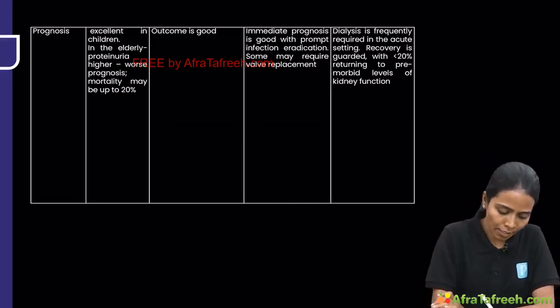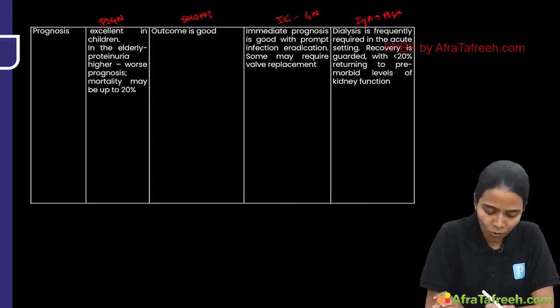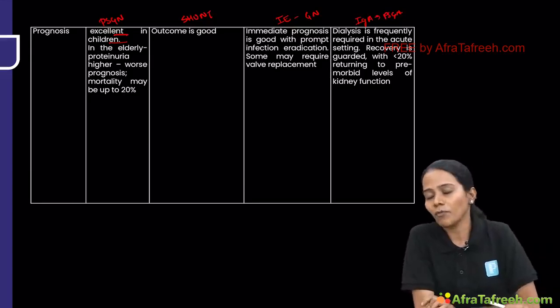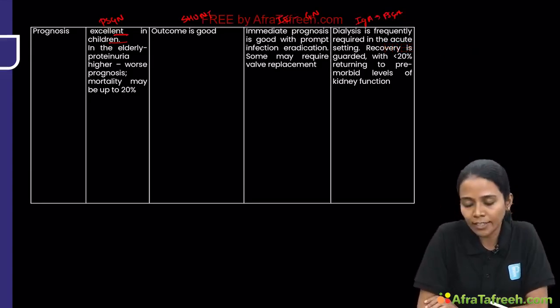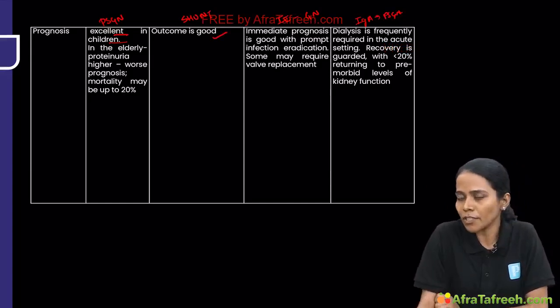Now, prognosis. Again, this is PSGN. This is going to be shunt nephritis. This is going to be infective endocarditis associated GN. And this is going to be IgA dominant PSGN. So, here in PSGN, we know that prognosis is excellent in children. In elderly also, it is good. What indicates poor prognosis in children and elderly is proteinuria. And in shunt, generally the outcome is good. All it requires is to remove the shunt, replace it, treat the infection.